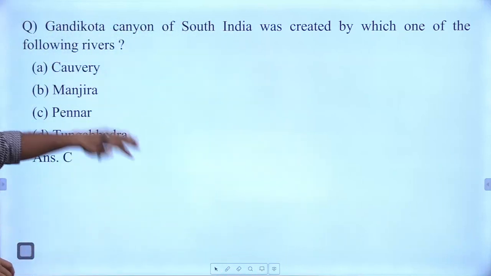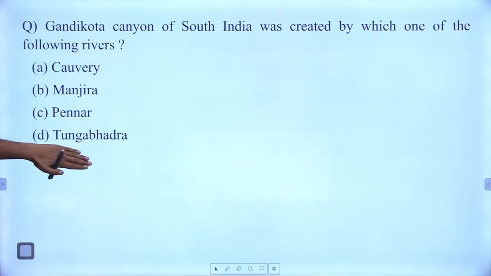And the next question is: the Grand Gandikota Canyon of South India was created by which of the following rivers? I know some of my students, if you are from Andhra Pradesh, please comment down your answer. Kaveri, Manjira, Pennar, Tungabhadra. What is the answer? Everyone answers C, right? Sagar says 2D. So I also see answer C.